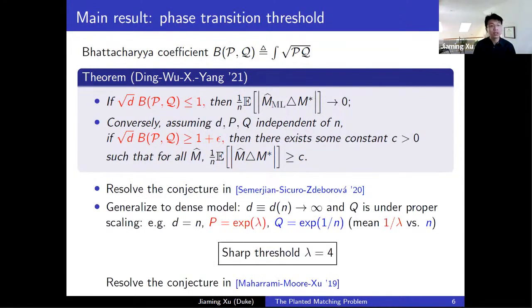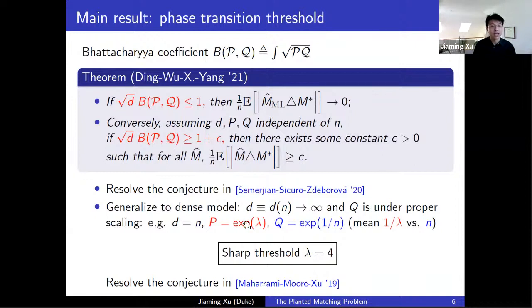I also want to point out that in this converse result, I assume D is a fixed constant independent of n. But the same result can be generalized to the dense model as well, where D can grow to infinity as n grows. But here the distribution Q needs to be properly scaled.